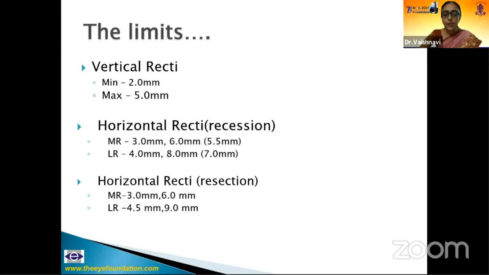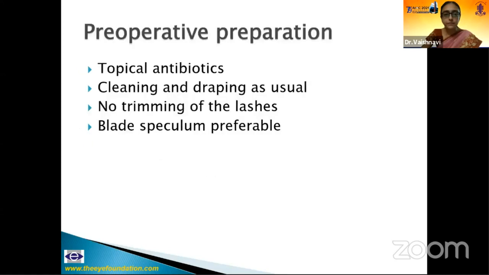And these are the limits. For vertical recti, minimum is 2 millimeters, maximum is 5 millimeters. For horizontal recti recession, medial rectus, minimum is 3, below which it doesn't work, and maximum is 6. And lateral rectus, minimum is 4 and maximum is 8. For horizontal recti resection, medial rectus, minimum is 3 millimeters, the maximum is 6, lateral rectus is 4.5 and 9.